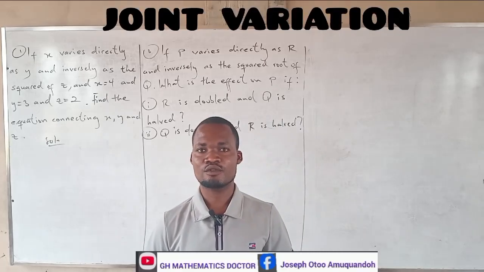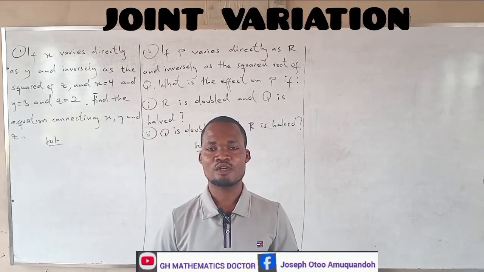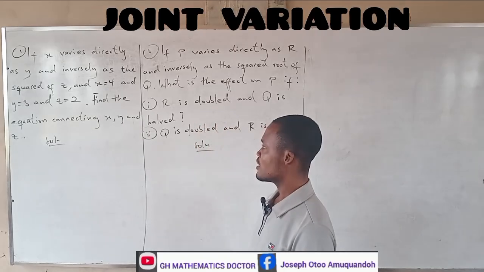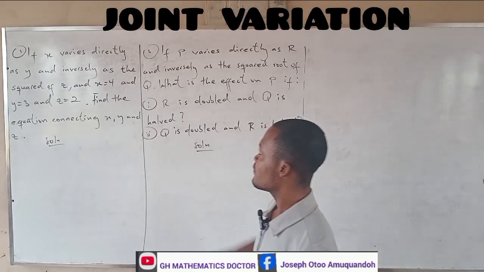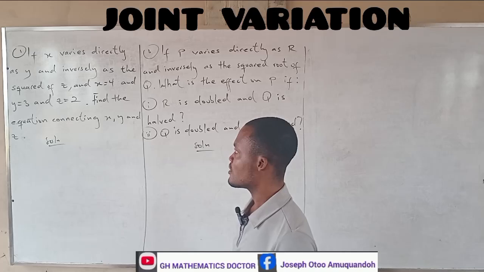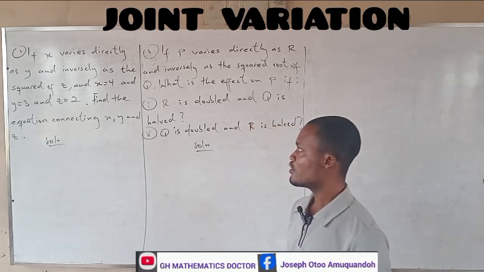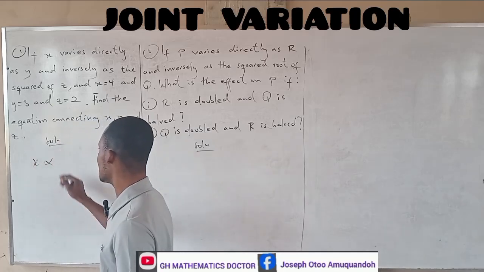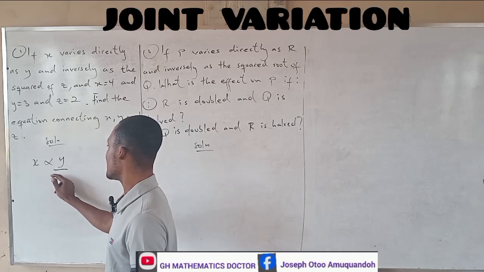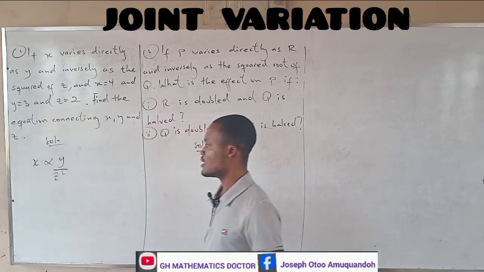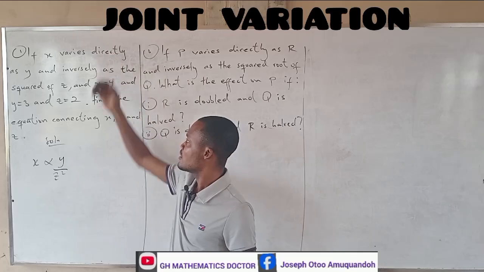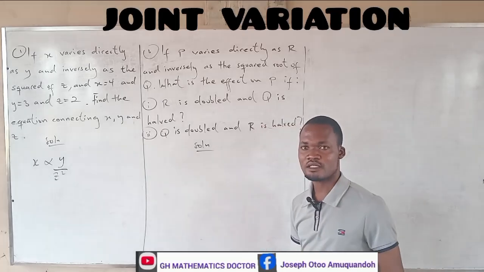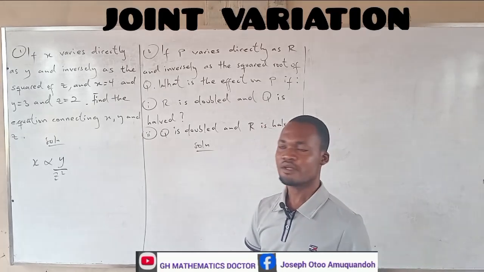Let's look at how to solve joint variation. Joint variation is the combination of the direct and the inverse variation. So in this example, they said that x varies directly as y and inversely as the square of z. So you need to write this expression. You can see that there's a combination of direct and inverse variation in this question. That makes it called joint variation.